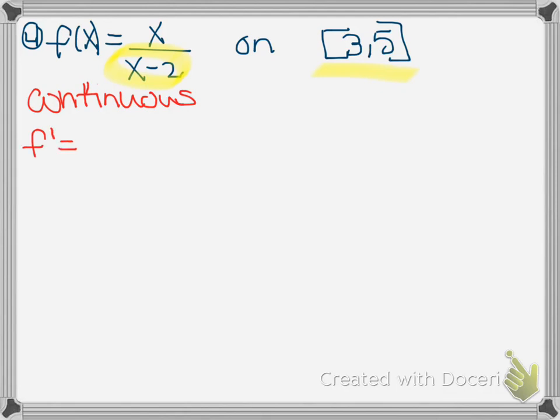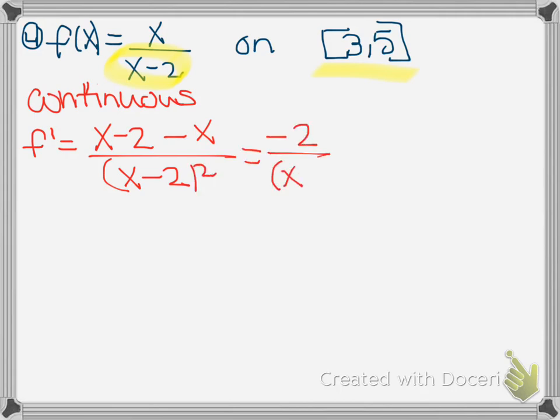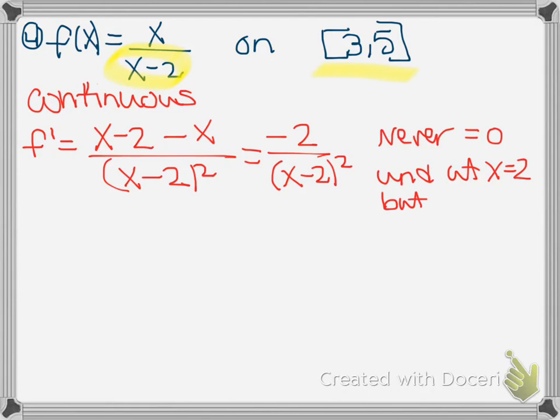So now we're going to take the derivative. Hopefully you use the quotient rule, and you went low d high minus high d low all over low low, and you get -2 over x minus 2 quantity squared. All right, again, this is never going to equal 0. I'm undefined at x equals 2, but that's not in our domain. So really, I have no critical values. And that's okay. That just means it has to be one of our endpoints.